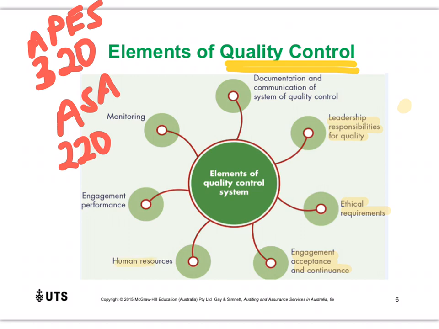Human resources, having procedures regarding the selection and the recruitment of the right people. Engagement performance, making sure that the audit is being performed with care. Monitoring the work that is done, so ensuring that work is being continually checked, that's monitoring. And finally, making sure that all audit procedures and all testing that is conducted is well documented. These are the elements of quality control.